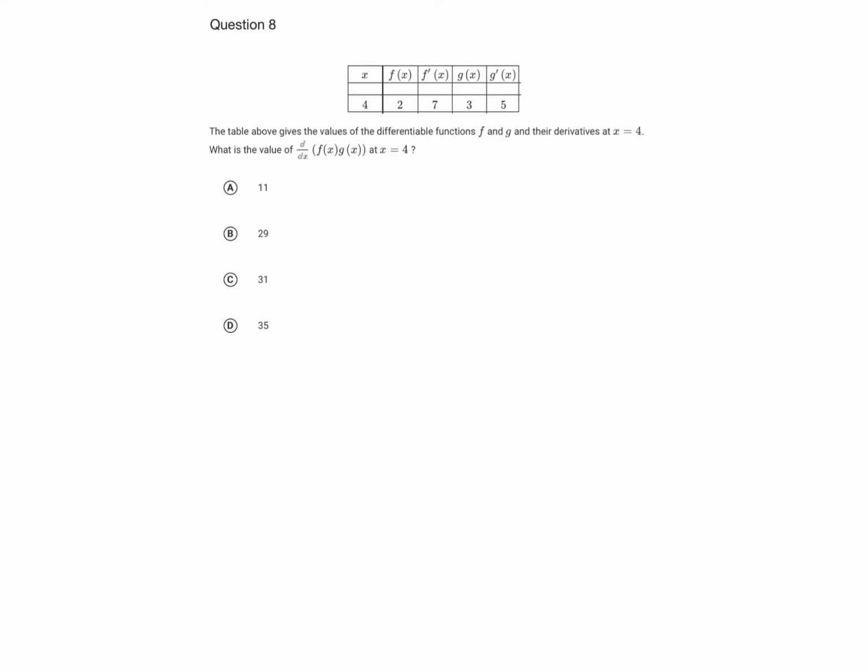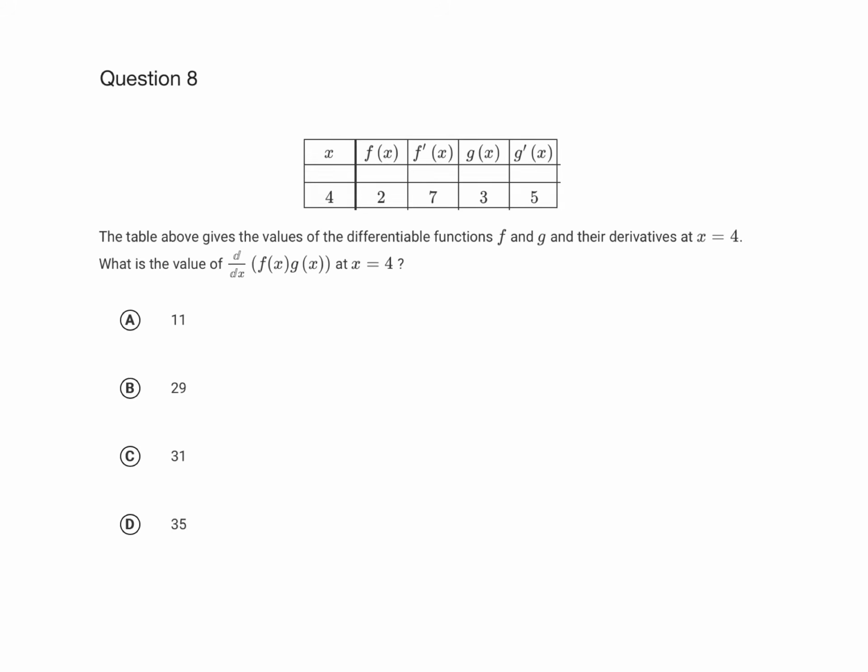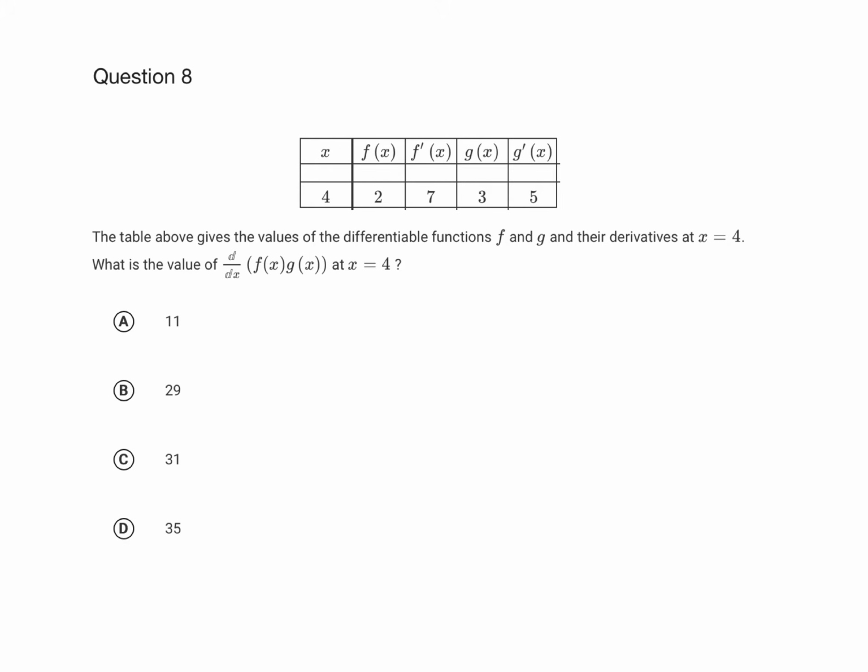All right, here they give us a chart. Just to see clearly what this chart is. So this x value is 4, and then each of these are basically these different functions and derivatives of functions at 4. So this is f of 4, this is f prime at 4, this is g of 4, and this is g prime of 4. So all these functions and derivatives are at x equals 4.